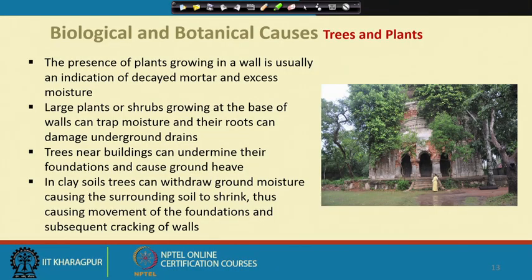Until we understand what the real issue is, and take proper care at the initial stage, this sometimes becomes unmanageable, and we say okay, demolish the structure. Especially in clay soils, trees can withdraw the ground moisture, causing the surrounding soil to shrink, thus causing movement of the foundation and subsequent cracking of the walls. As I say, these are all interrelated, and these have to be checked.